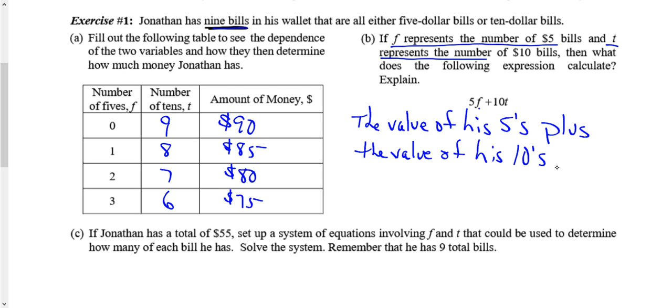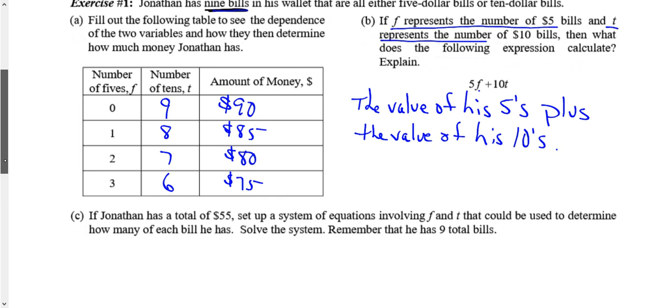No, that 5, what does that 5 represent in 5F? 5 times the F. Right, but in this situation, what does the number 5 represent in 5 times F? 5 times whatever. $5 bills. Why 5? Because that's the value of the $5 bill, right? Okay. Not the number of them. F is the number of them. T is the number of them.